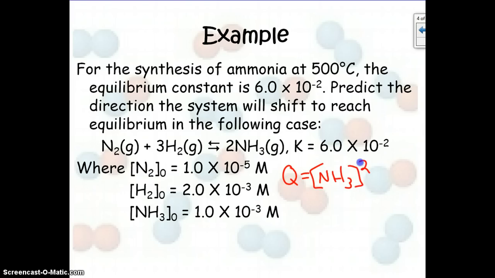So here's our product, raised to the second power because of that coefficient. And then our reactants, we have H2, raised to the 3, and then we have N2, and it just gets raised to 1. All right, now we need to actually get our value for Q. So we're going to plug in all of these numbers.